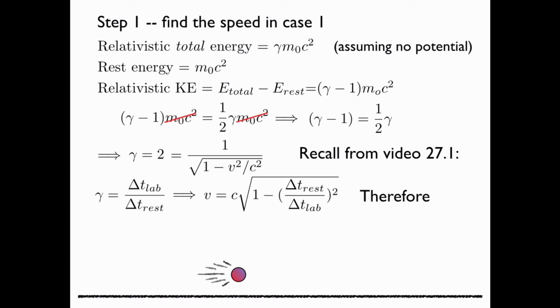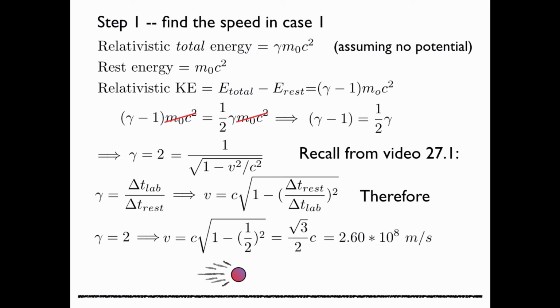So therefore, if gamma equals 2, it implies this value for v, where we have the reciprocal of the value of gamma, which is the reciprocal of 2, it's 1/2. It gives us a value of square root of 3 over 2 times the speed of light, which is 2.6 times 10 to the 8 meters per second.